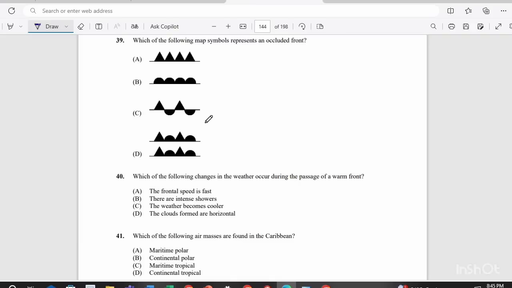Question 39. Which of the following map symbols represents an occluded front? Is it A, B, C, or D? The answer there is D.